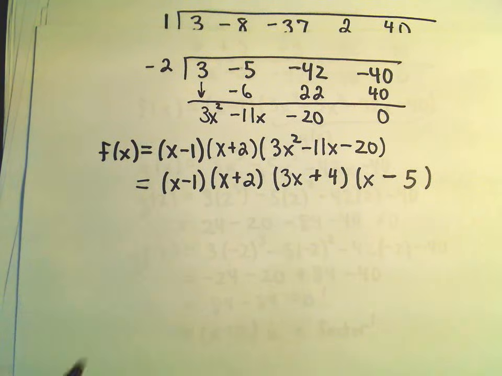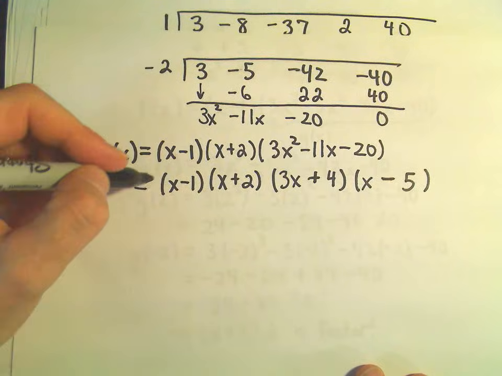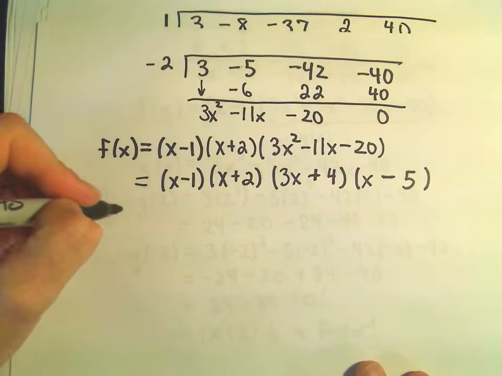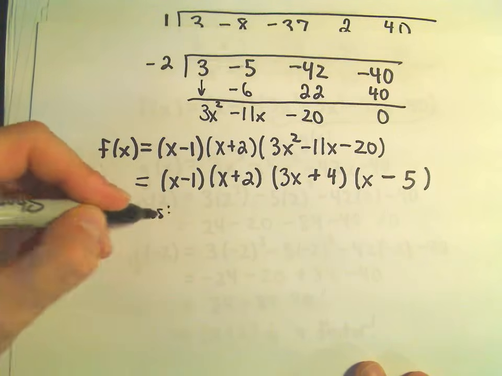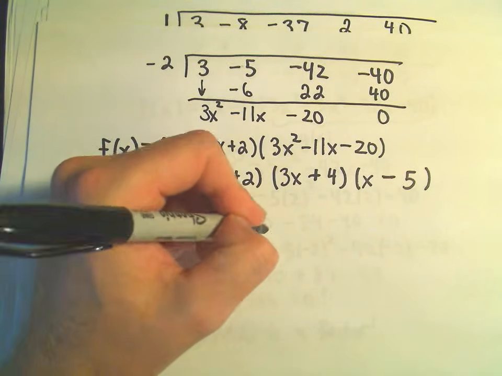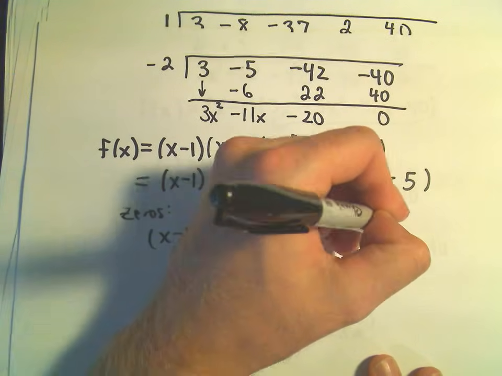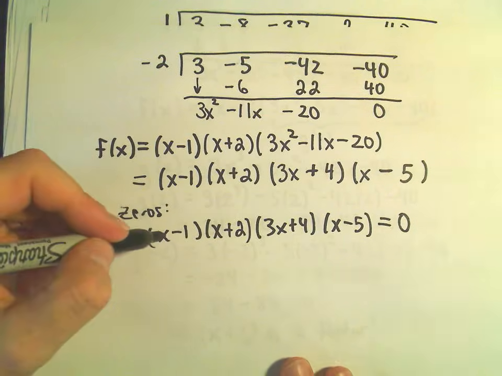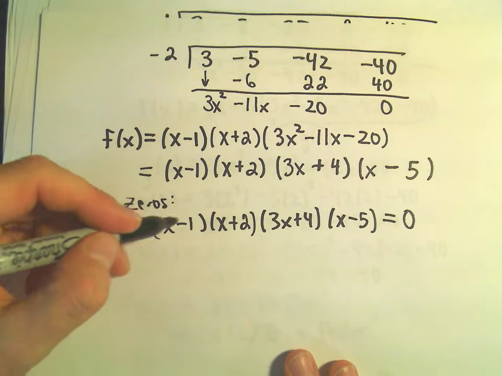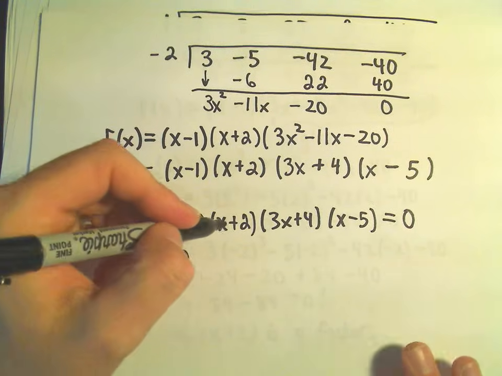So if we want to find the zeros, again, we just set this whole polynomial equal to 0. So x minus 1 times x plus 2 times 3x plus 4 times x minus 5 equals 0. And then if we set each factor equal to 0, well, if we set x minus 1 equal to 0, we'll add and get x equals 1.